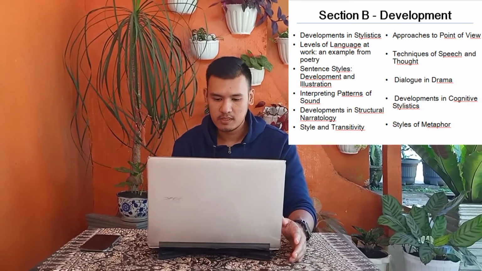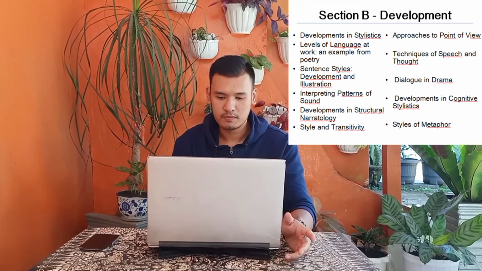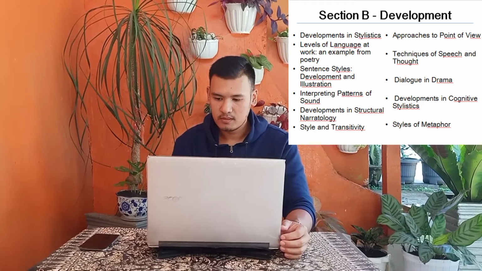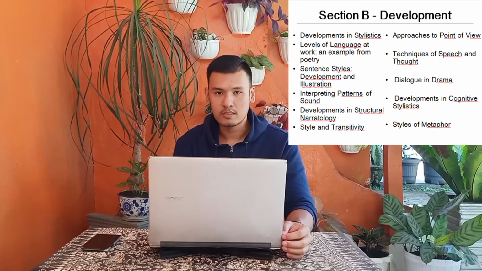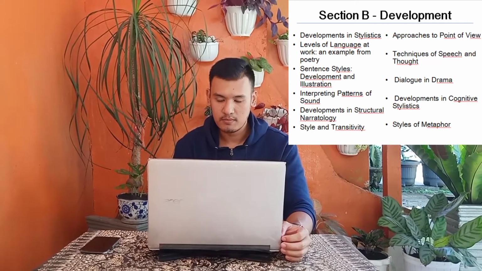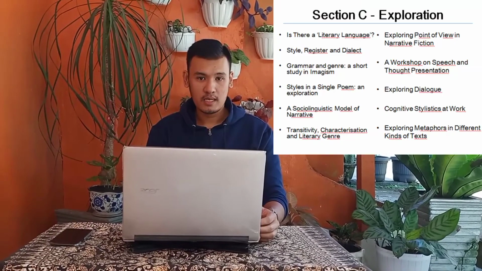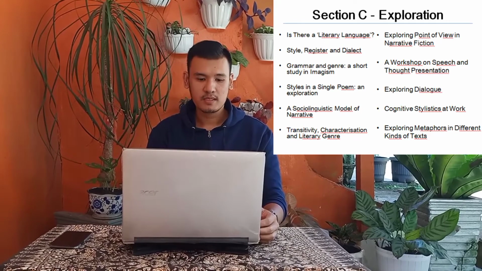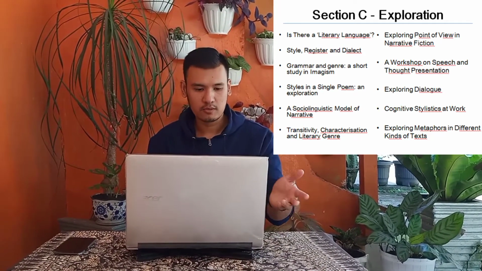And then developments in cognitive stylistics, which is also previous from section A. And then the last is styles of metaphor. That's for section B, the development of this previous section. The next section is section C, exploration. This has gone further from the two previous sections.